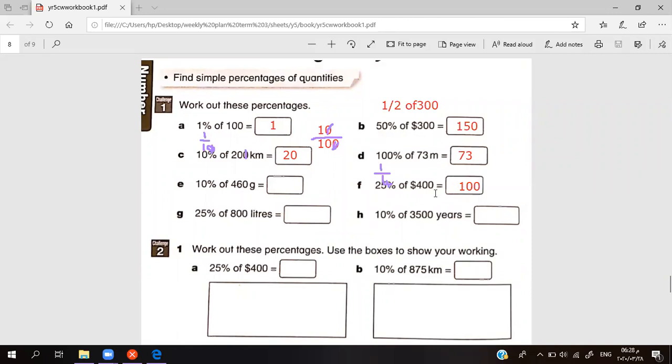Okay, now I need you to pause me and do E, F, and G. And don't forget, 10% means 1 over 10, 25% is a quarter, and 50% is a half. Pause me and answer it and then unpause me.